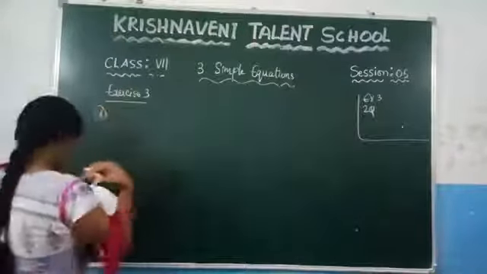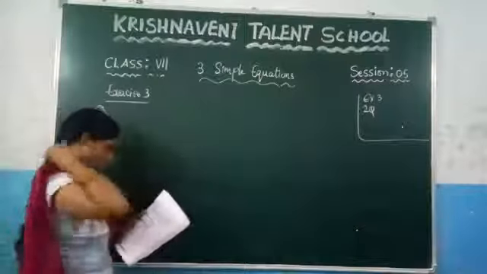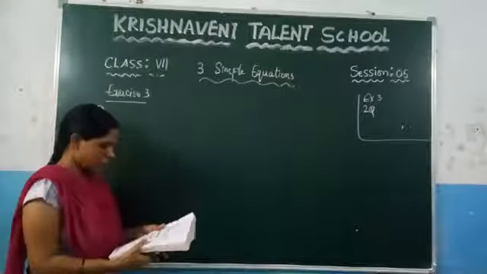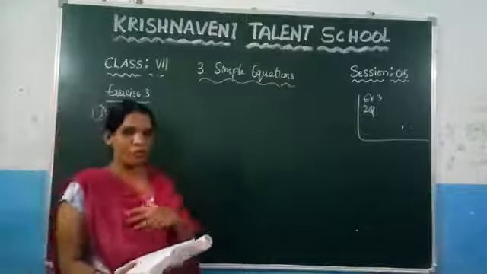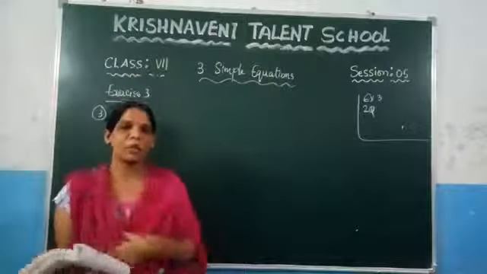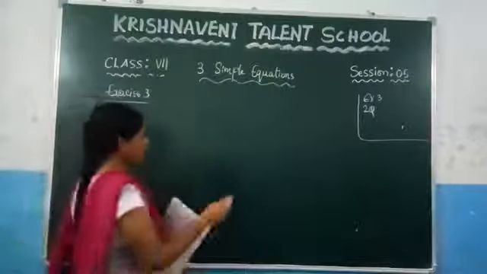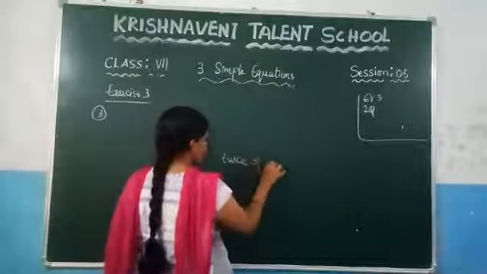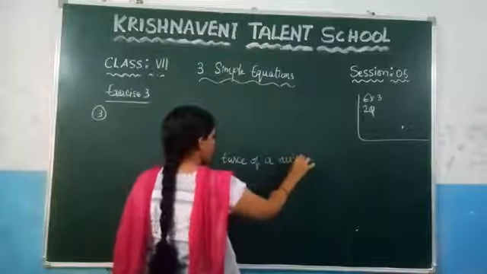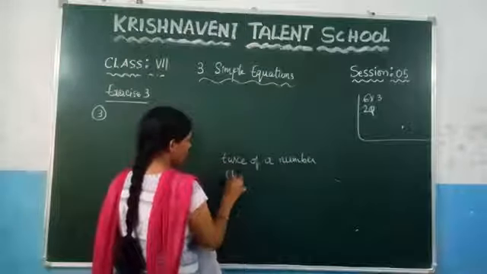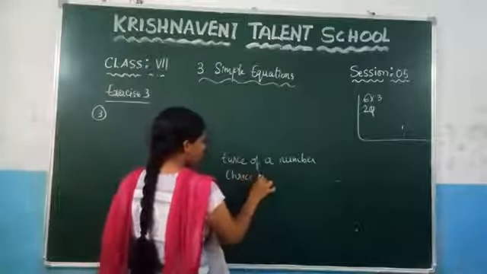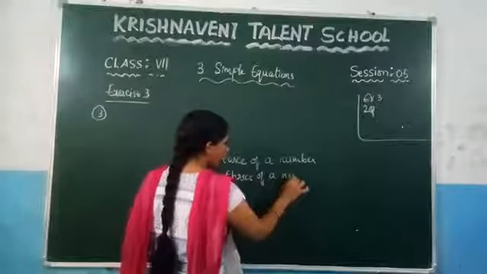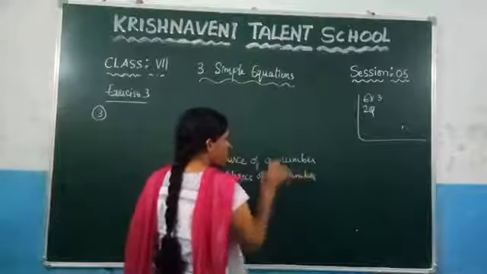So what is the third question given here? Before going to do the third question, let us see what is the meaning of twice a number, thrice a number. What is meant by twice of a number? If in a question you have seen this, what is the meaning of twice of a number, or thrice of a number, or two times of a number?